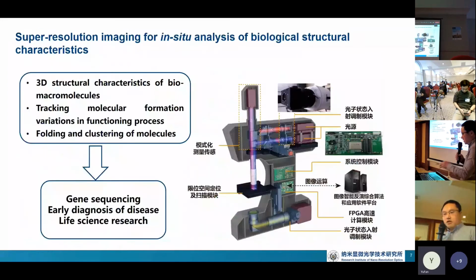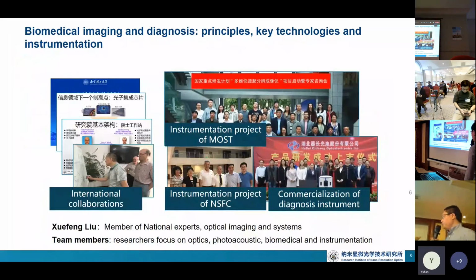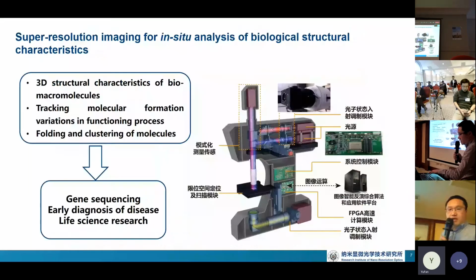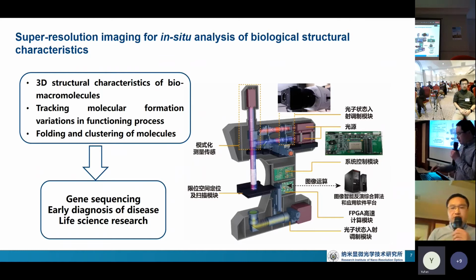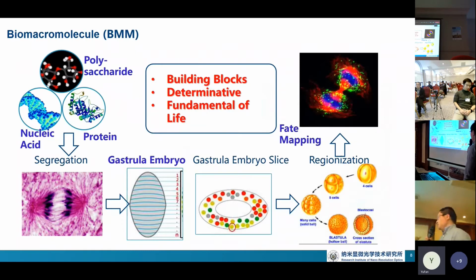I'll introduce two major directions of our research. One is on optical imaging. In optical imaging, we are heading for super resolution imaging. One of the big applications is for in situ analysis of biological structural characteristics. The initialization of this research is trying to understand the fundamentals of life processes.